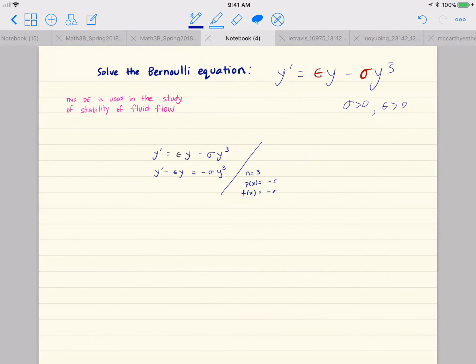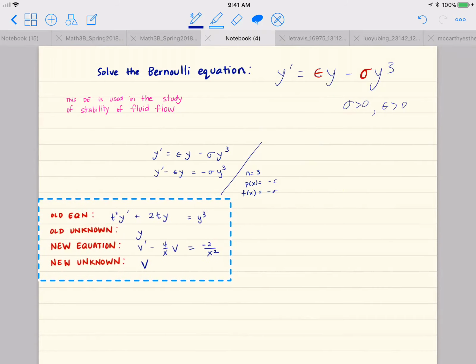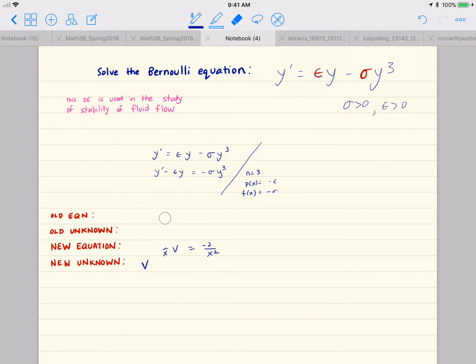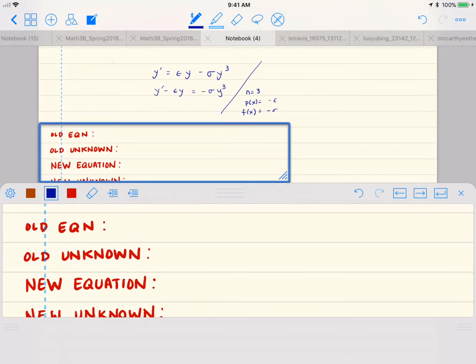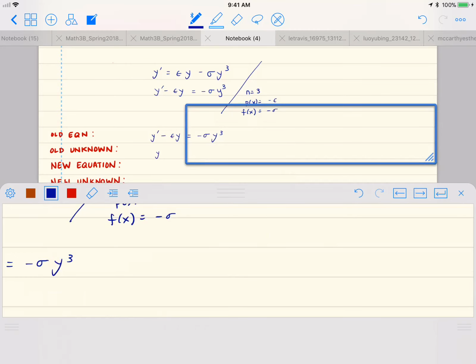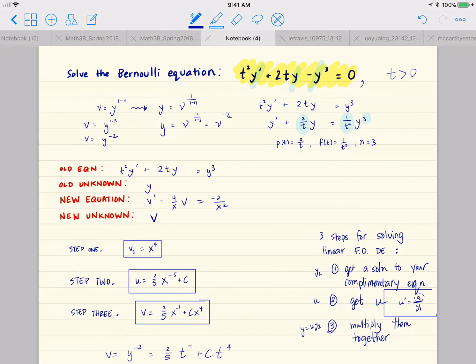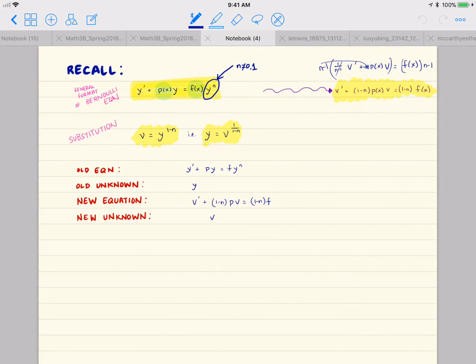Let's use our same little rubric here to write down old equation, new equation, so we can keep track of what we're doing. So our old equation, just from the looks of it, is y prime minus epsilon y equals negative sigma y cubed. And the old unknown is y. What is our new equation? In order to figure out our new equation, we need to look back at this right here. This formula tells us what our new equation is.